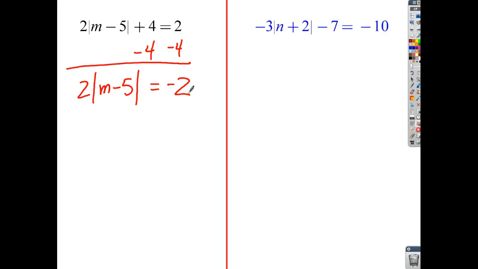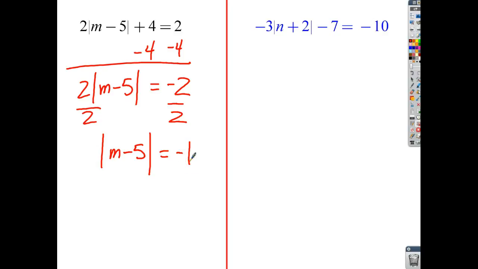All right, and then I'm going to divide both of these. If I take this absolute value and I double it to get to -2, well, I want to know what it is originally. So I'm going to divide by 2, divide by 2. I'm going to get the absolute value of m minus 5 is going to be equal to -1.